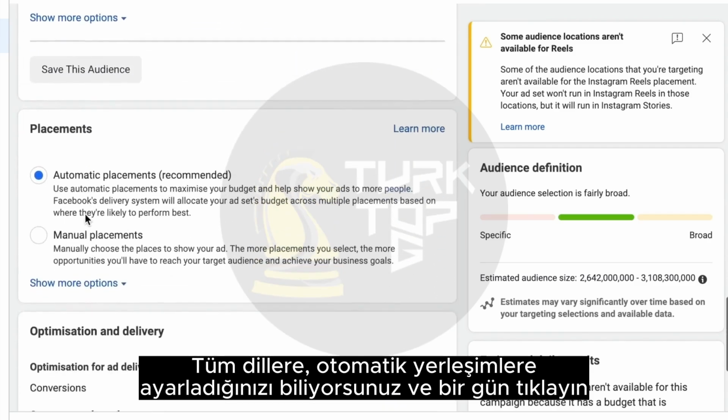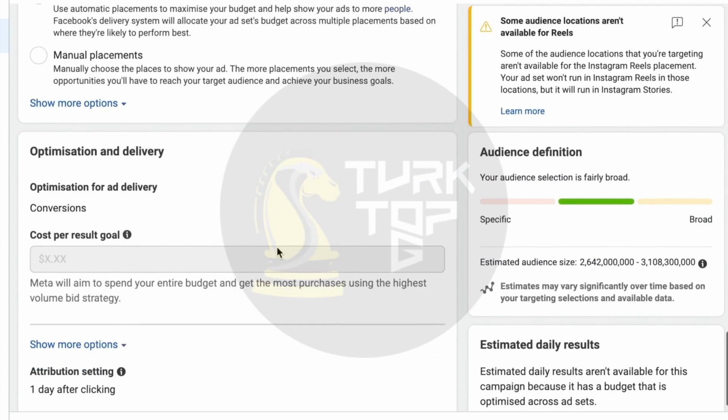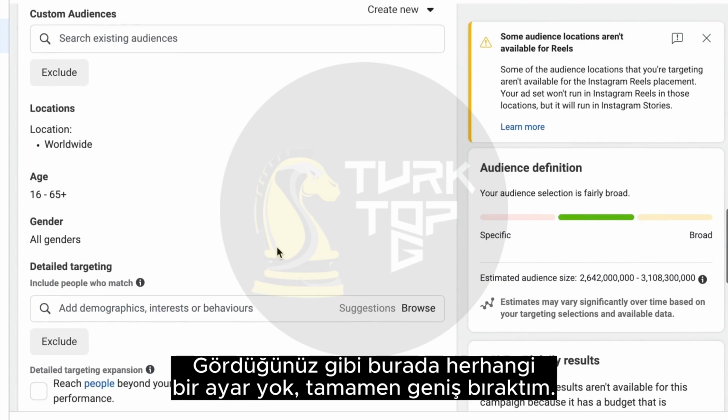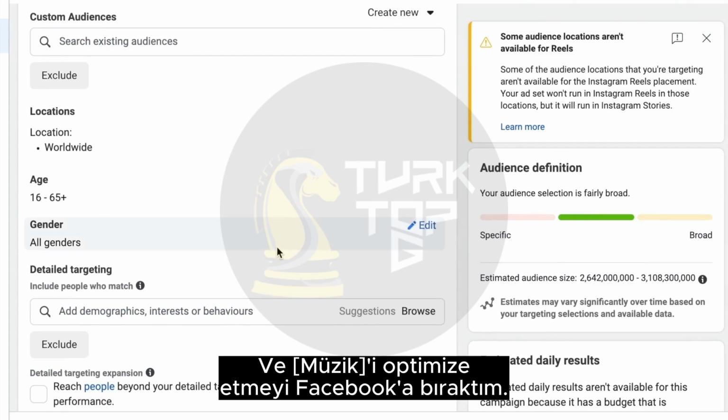Set it to all languages, automatic placements, and one-day click. So as you can see, there's no settings inside here. I've left it completely broad, and I've left it to Facebook to optimize.